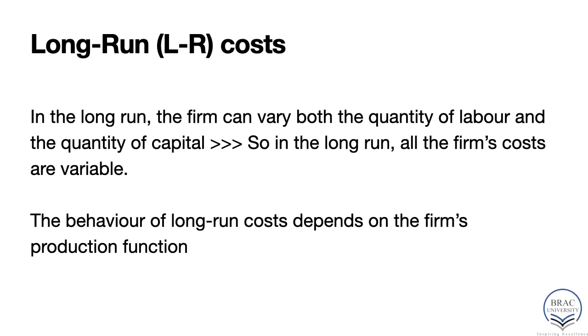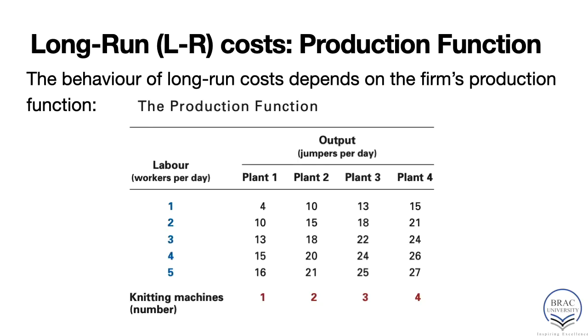The behavior of long-run costs depends on the firm's production function, and the production function is basically the relationship between the maximum output attainable and the quantities of both labor and capital. So let's see this production function. The table you see here is the production function of the jumper factory, the example that we have been following from the very beginning of this topic, and which is also taken from your book intentionally, so that when you revisit your book, you find relevance.